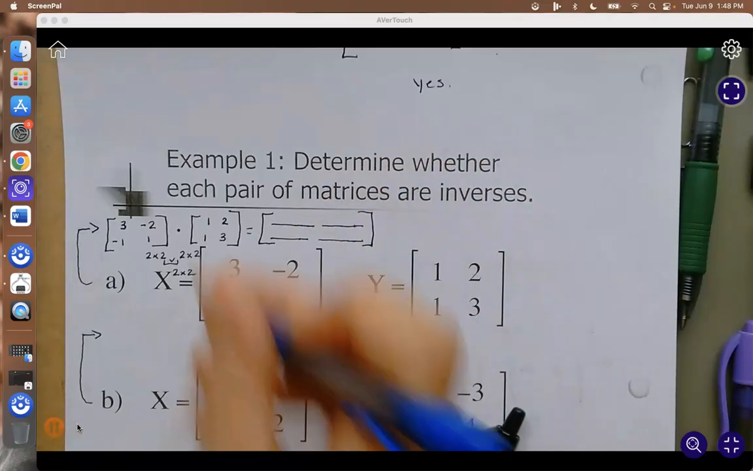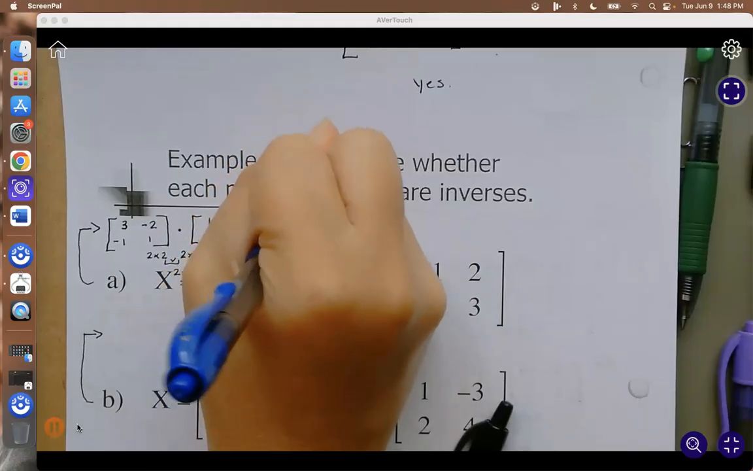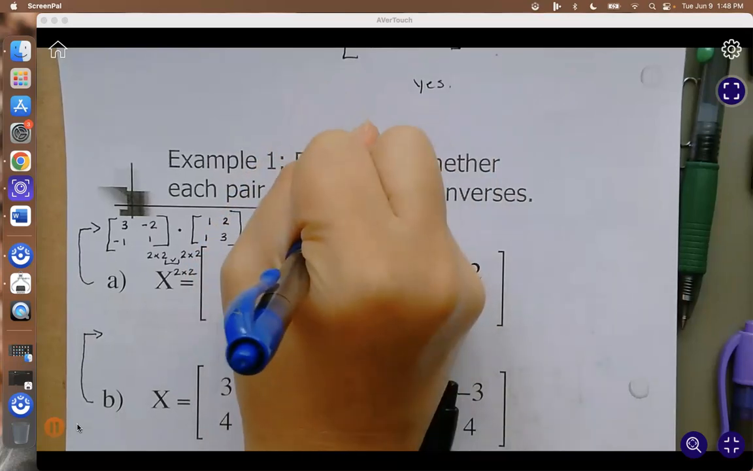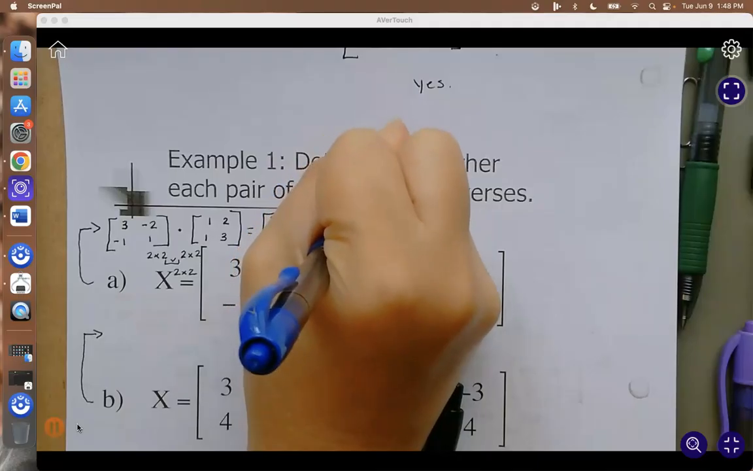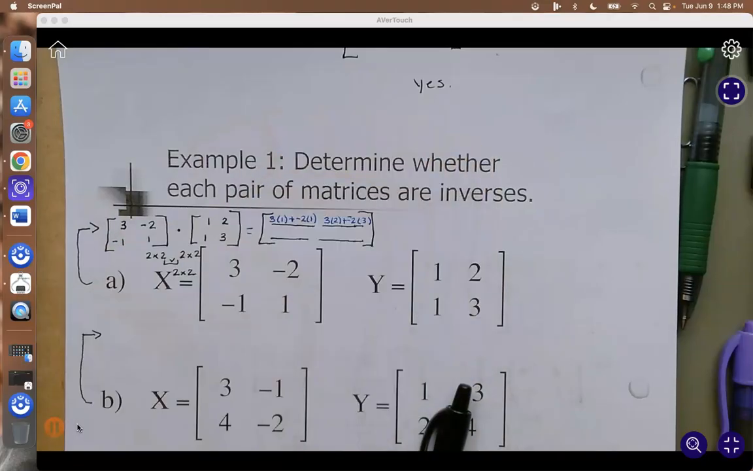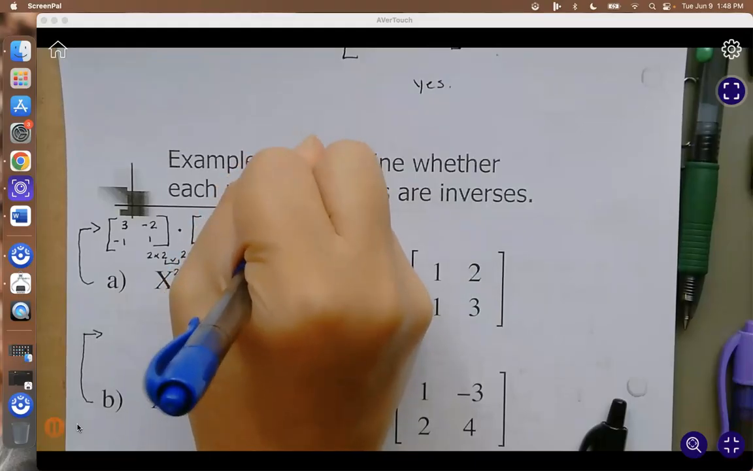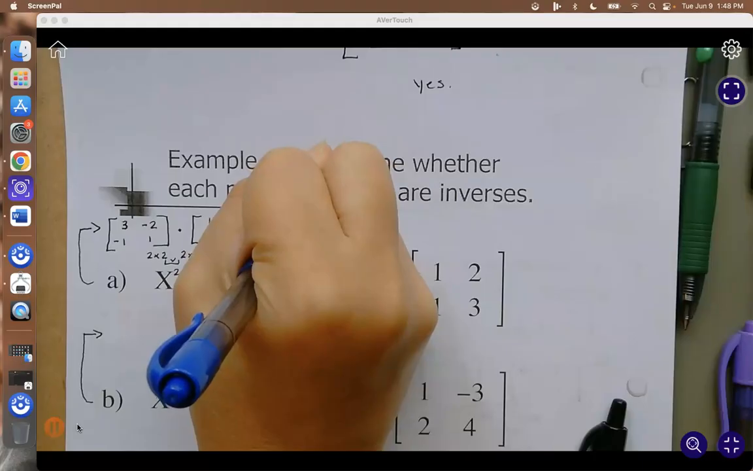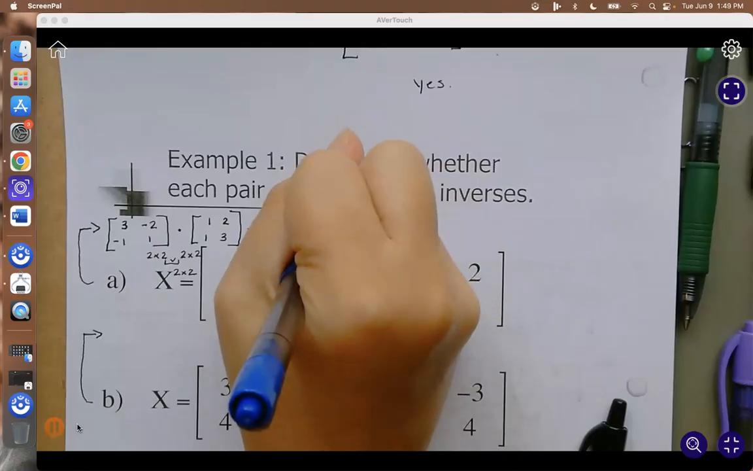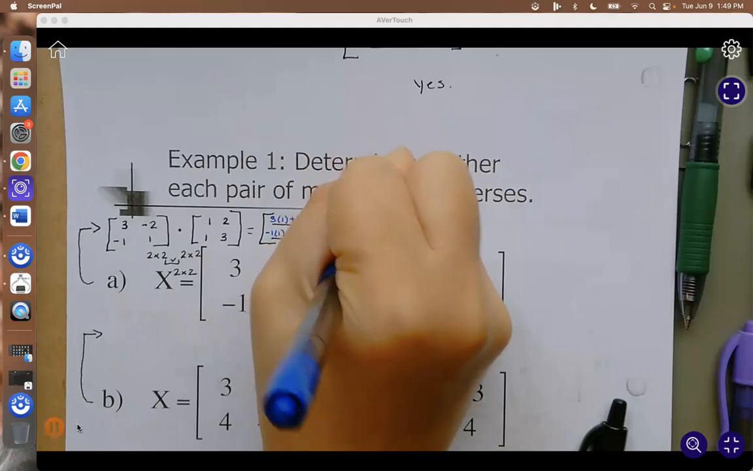Alright, so here we go. So 3 times 1 plus negative 2 times 1. 3 times 2 plus negative 2 times 3. Alright. Then negative 1 times 1 plus 1 times 1. Then we're going to do negative 1 times 2 plus 1 times 3.